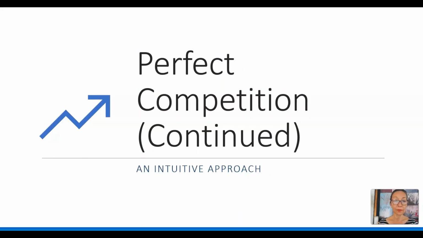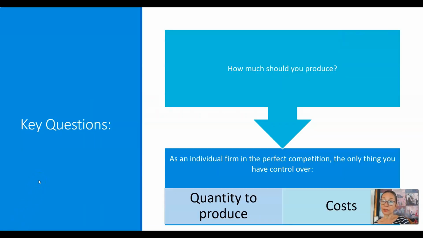Let's continue with perfect competition. So the key question for a firm operating in perfect competition is not what price to charge, but how much to produce or how much to make. As an individual firm in perfect competition, the only things that you have control over are how much to produce, the quantity to produce, and your costs. So we talked about costs in the previous section, and now we're going to focus on quantity to produce.